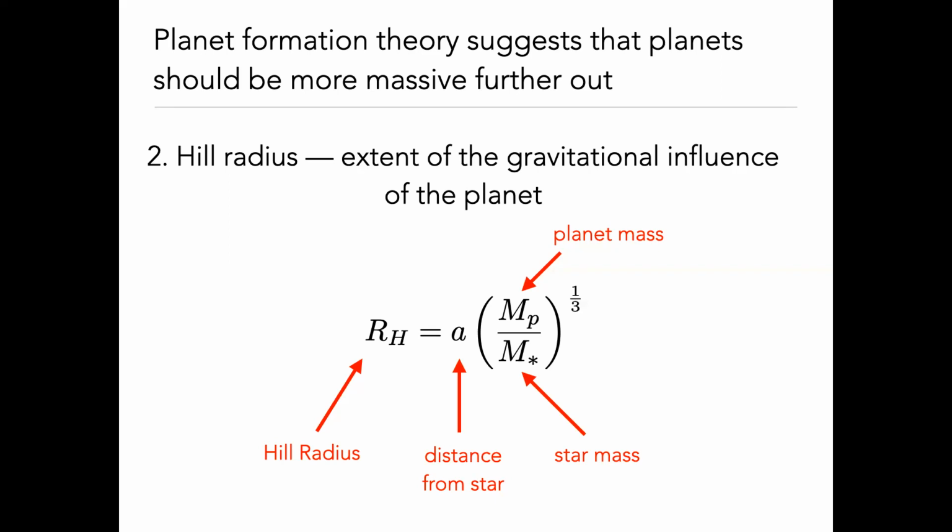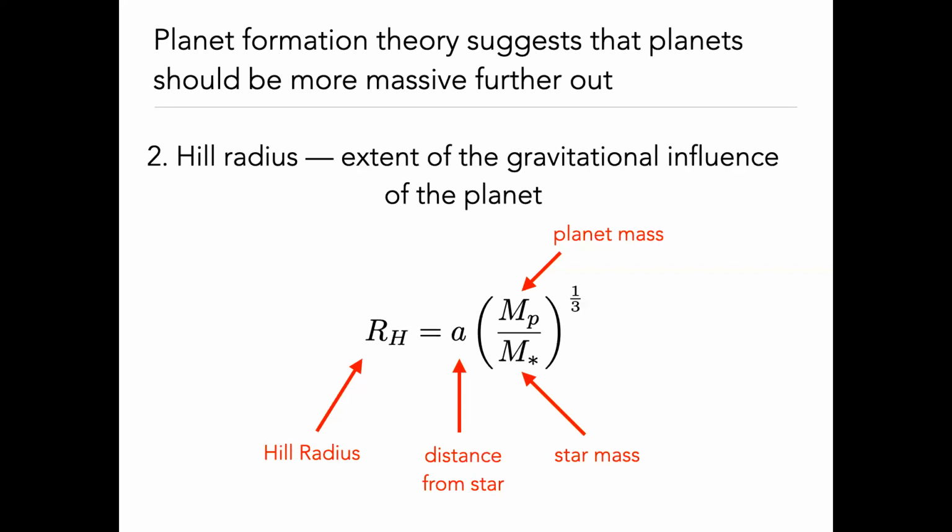The Hill radius is given by the distance from the central star and also the planet to star mass ratio to the one third. So what you can see here is that the Hill radius increases as you go further out in the disk. And when you look at how much disk material is available to a planetary core further out in the disk, let's suppose you have the same mass planet in the inner disk and the outer disk. Just simply because of this term a, the Hill radius would be larger. You'd have a larger gravitational influence further out in the disk.